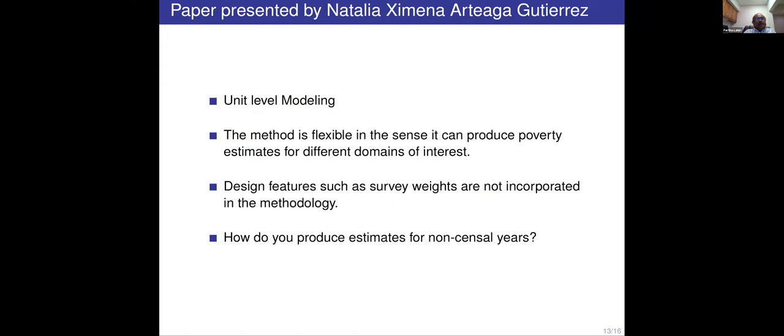Okay, then the paper by Natalia Ortega is again unit level model. The method is flexible in the sense it can produce poverty estimates for different domains of interest, very, very good. And design features such as survey weights are again not incorporated in the methodology. And how do you propose estimate for non-census here? These are some of the questions I have.